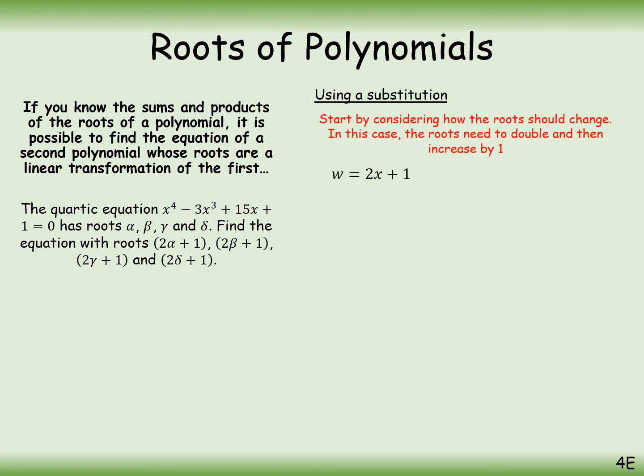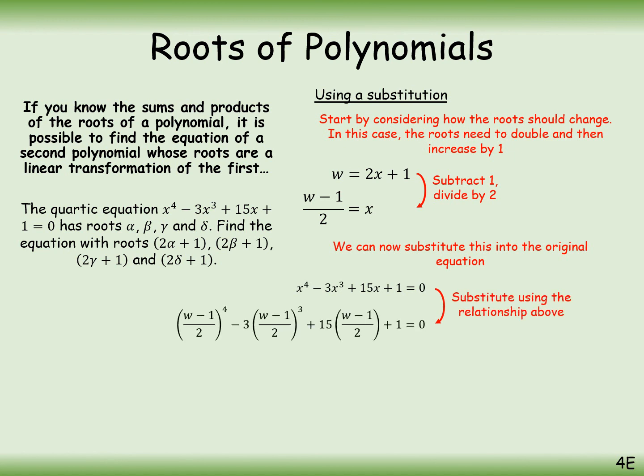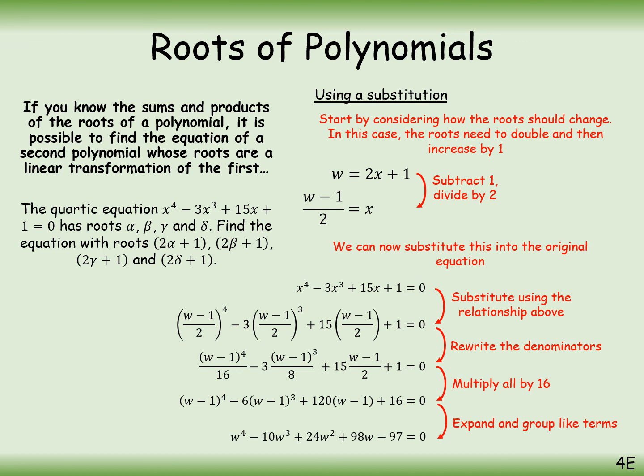So using the substitution method, we know it's doubling and then increasing by 1. So w equals 2x plus 1. If you then make x the subject, it's w minus 1 all over 2. Once we substitute that in, it's a quartic equation. We know it's going to be a little bit messy, but you could always use the binomial expansion method, and you could use a graphical calculator or scientific calculator to help you in this case. So here, if we multiply all of this by 16, we get the following. And if you expand and group the like terms, we get a quartic equation.